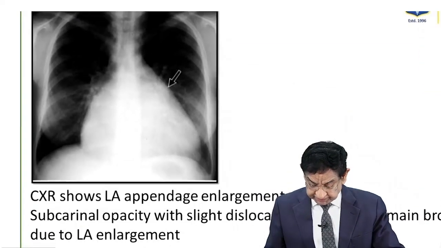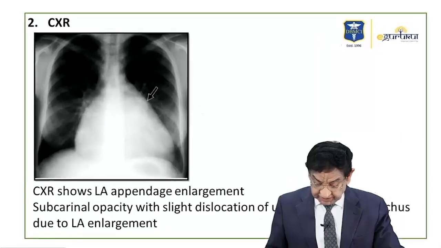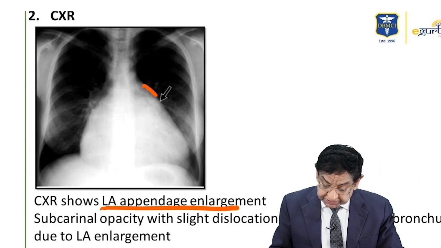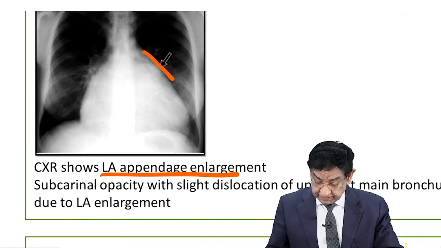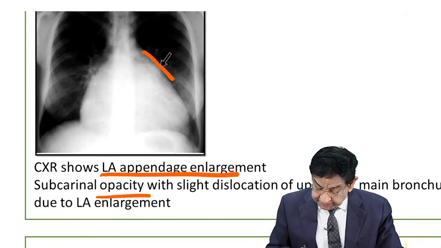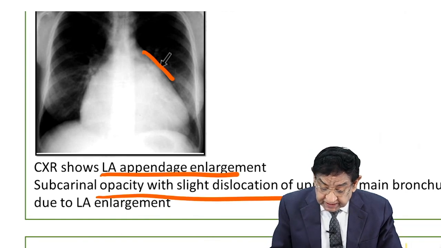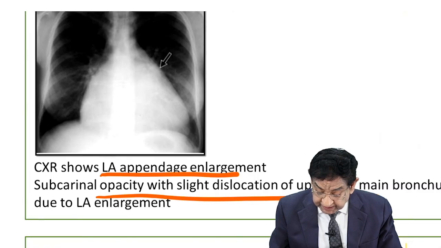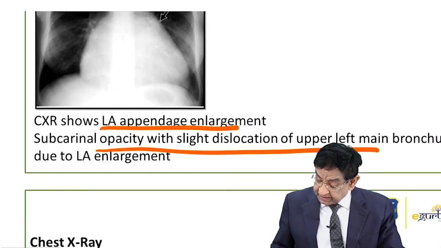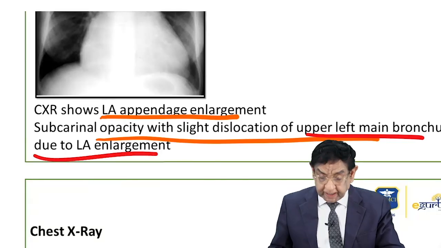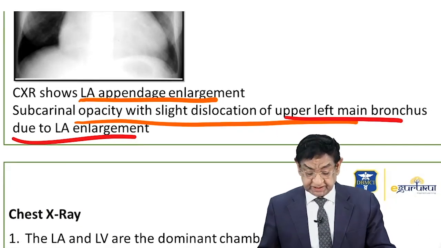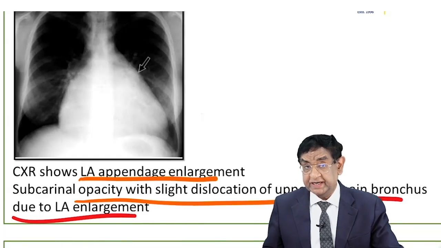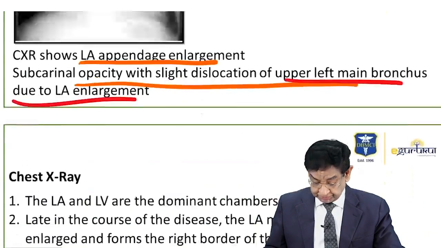Chest X-ray, look into this chest X-ray. We are getting the enlarged appendages. And you are getting some opacity, and we can see that the left angle is displaced, left main bronchus is displaced upward. This is a feature of LA enlargement, and this feature we saw in mitral stenosis also.